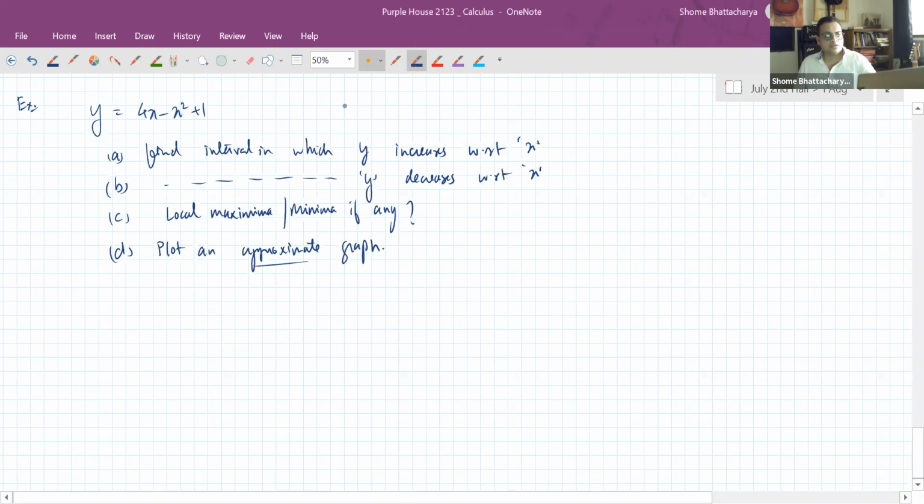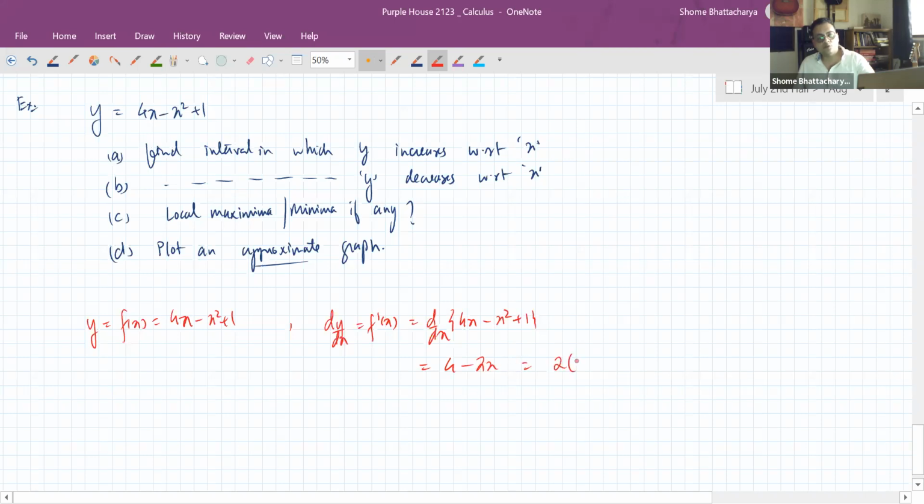Okay. Let's see here. So what we are doing is, first step, given the function y equal to f(x) is 4x minus x square plus 1, we will find the derivative of the function, dy by dx, or f prime x, which is the differentiation of this. Take the differentiation operator inside. So 4 minus 2x plus 0. So that's my derivative. I can take 2 common also and write it as 2(2 minus x). So now I'm ready to analyze everything.